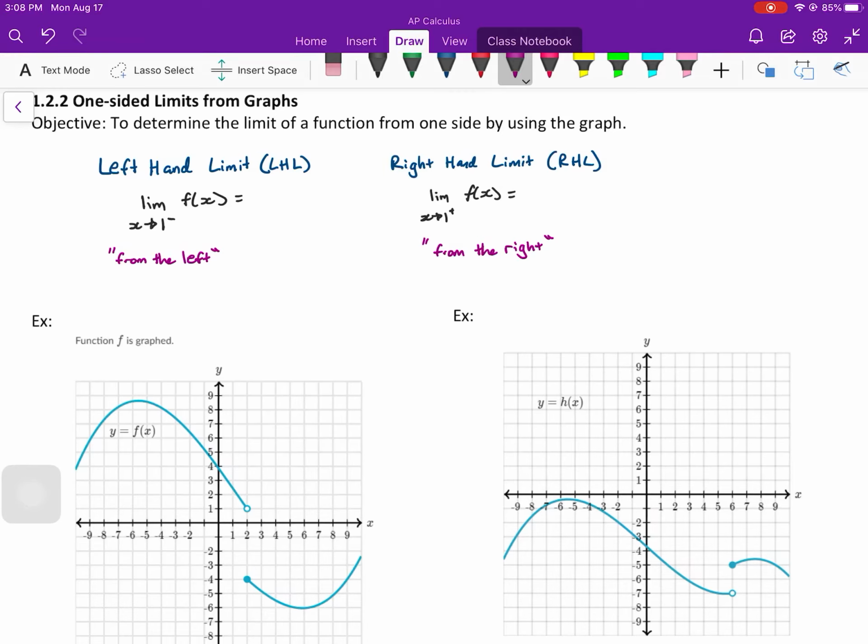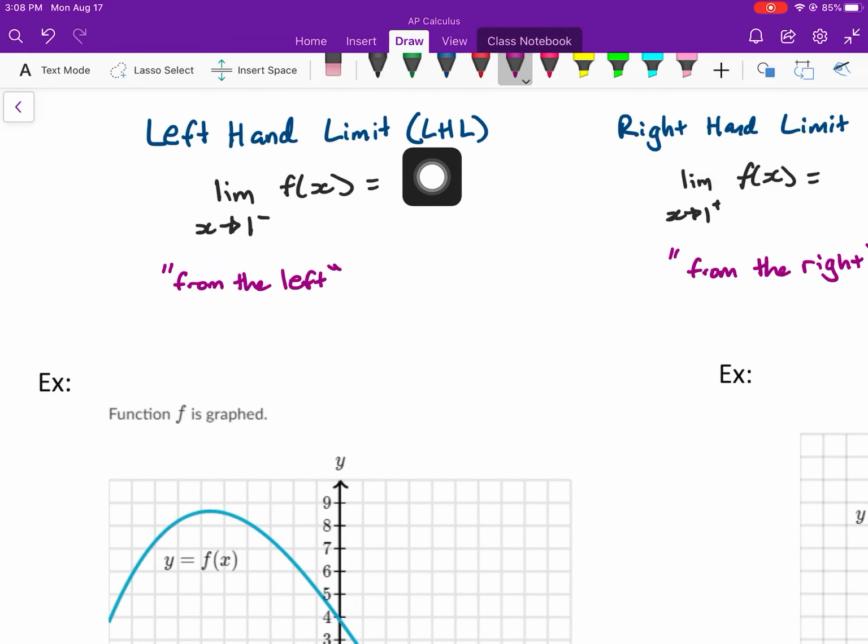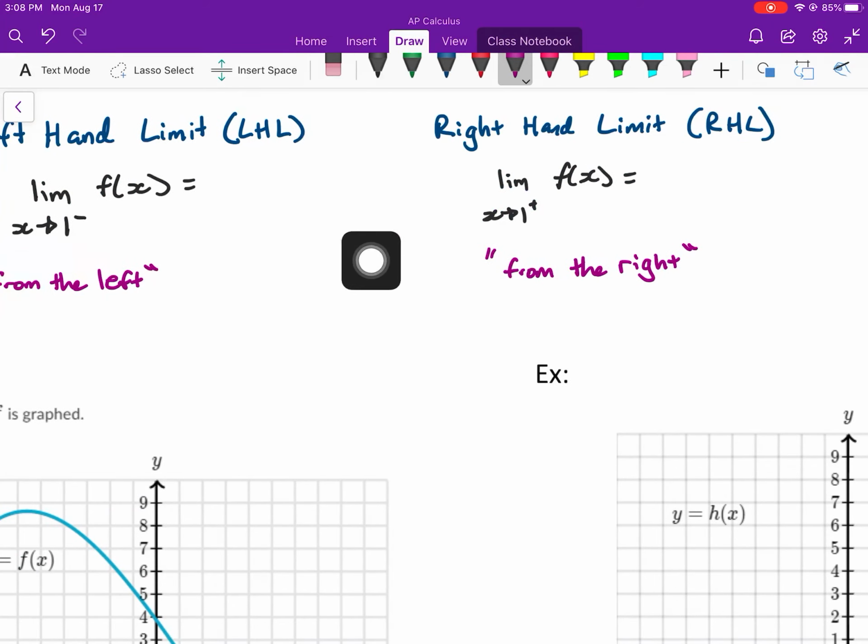So now we're going to talk about one-sided limits, this time from graphs. Obviously, we'll get to tables and the algebra and all that later, but some notation here. A left-hand limit, I sometimes just shorthand left, or LHL for left-hand limit, just like right-hand limit. I'm going to put RHL. That's just something that I shorthand.